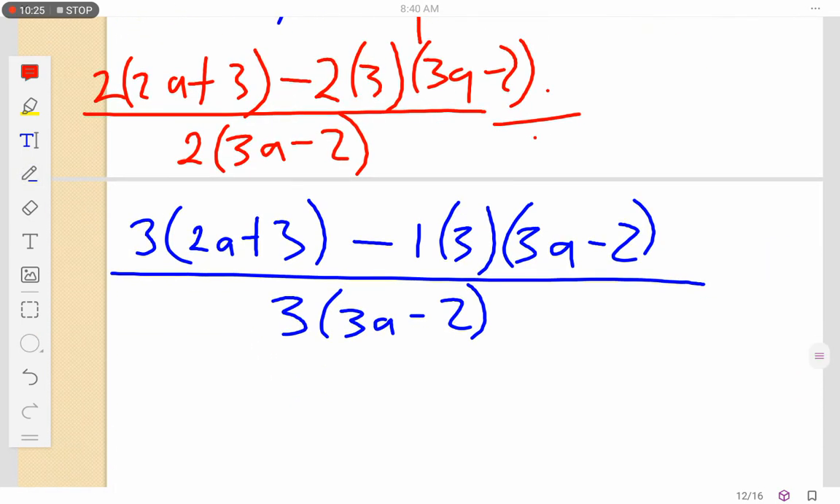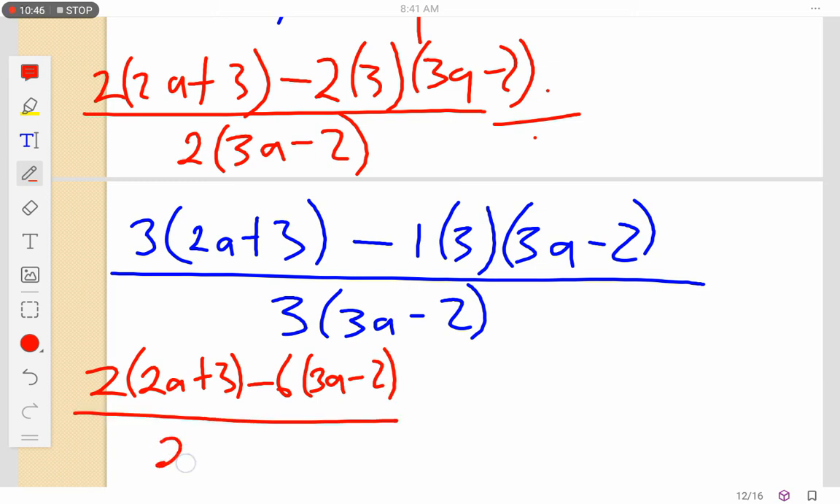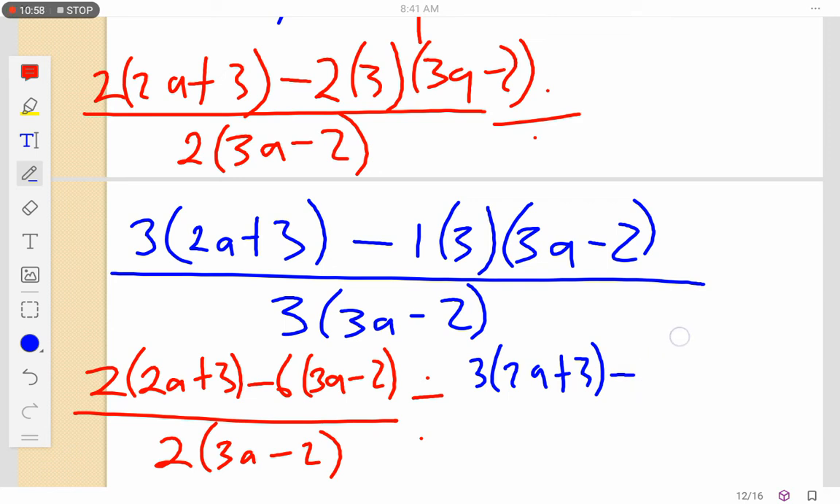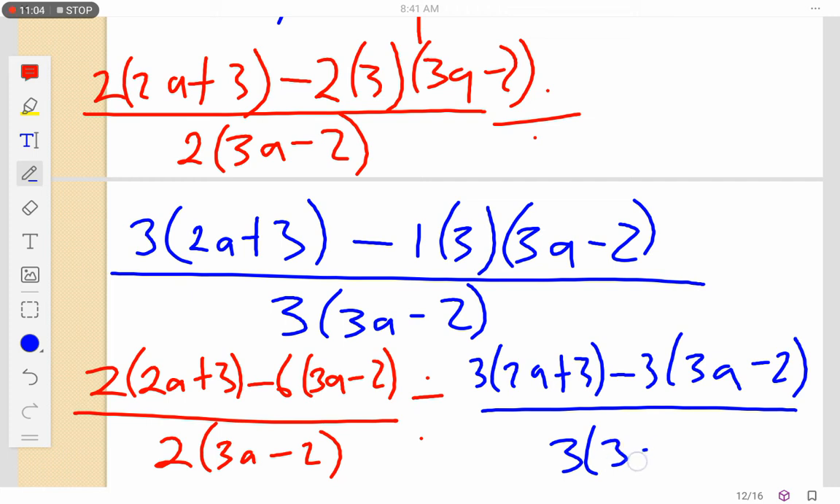Okay, let's simplify. So for the first one, the one in red, I'll get 2 by 2a plus 3 minus 6 by 3a minus 2, all over 2 by 3a minus 2, divided by 3 by 2a plus 3 minus 3 by 3a minus 2, all over 3 by 3a minus 2. Okay, like that.